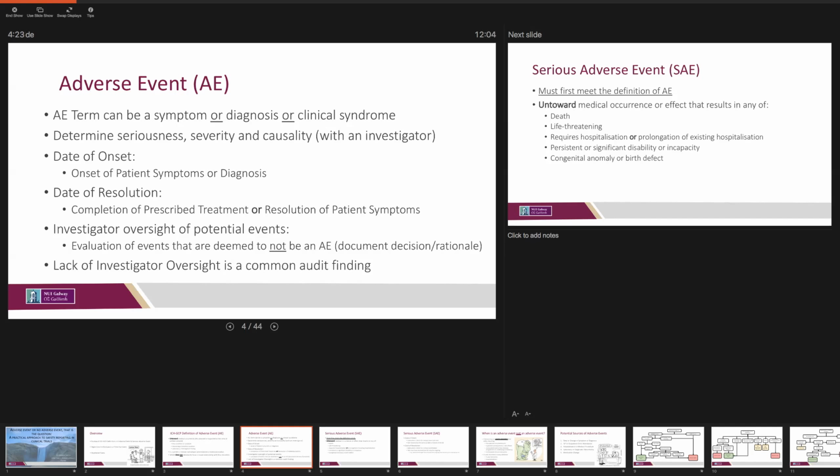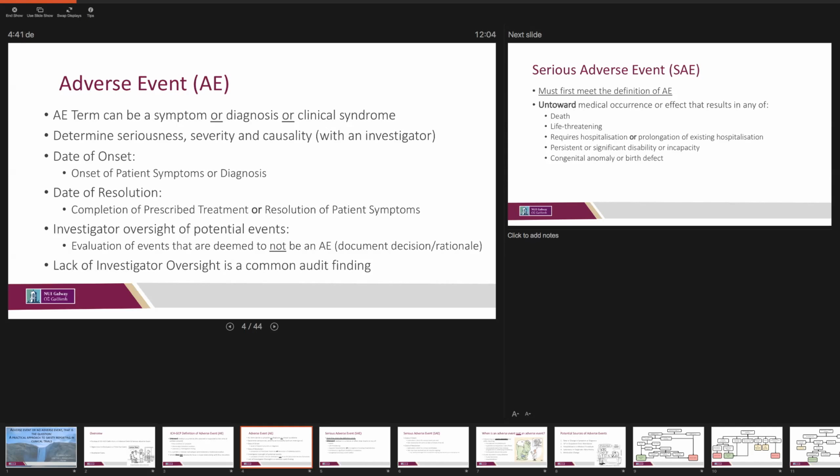Investigator oversight is critical. It's a very common audit finding that investigators aren't involved sufficiently. They don't know the difference. And it's important that you can show that an investigator and a research team have had a discussion about an event and actually be able to document and show evidence of decisions where an investigator has decided that something is actually not an adverse event.